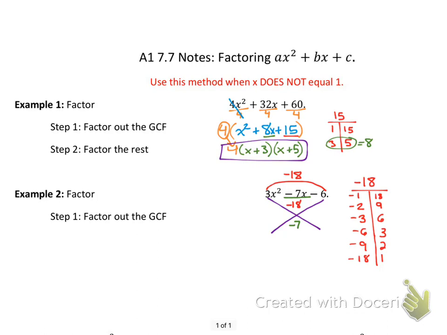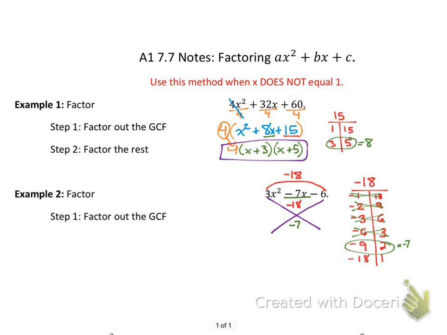18 minus 1, that doesn't work. 9 minus 2, that's positive 7. Not quite. 6 minus 3, that's 3. Negative 6 plus 3, that's negative 3. But negative 9 plus 2 is negative 7. So that's what we need.